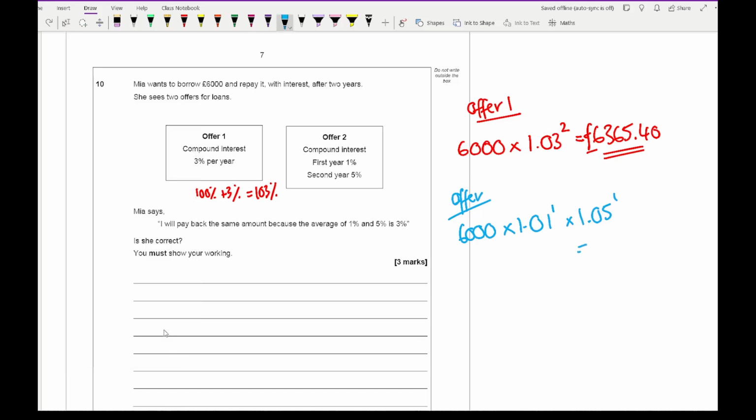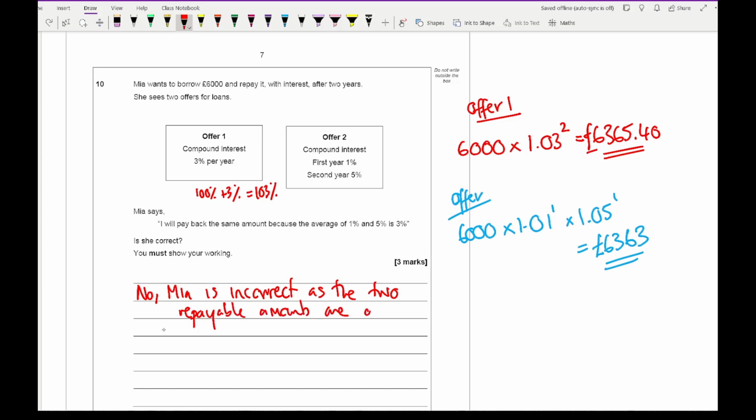6363. So as you can see, is she correct? No, Mia is incorrect, as the 2 repayable amounts are different.